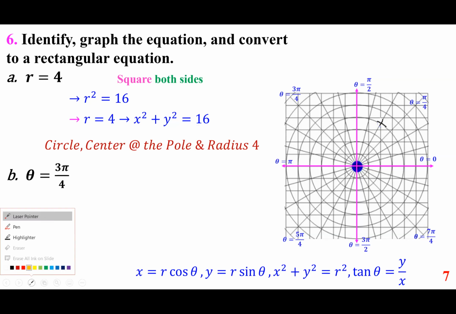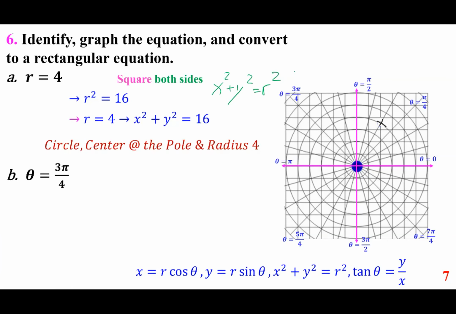In other words, x squared plus y squared equals r squared is the equation of a circle centered at the origin with the radius r. So that's the case. That's the circle. In part B, theta equals 3 pi over 4. Let's see how we approach that.